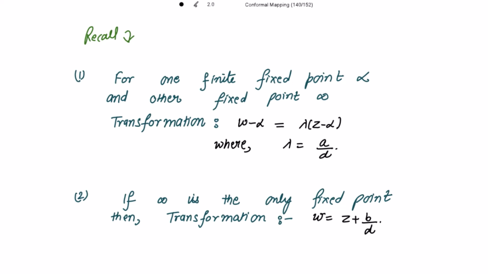Second, if infinity is the only fixed point, then the transformation is w equal to z plus b over d. That is the translation transformation, right? I have also discussed this transformation in the previous content. You can also check from there.